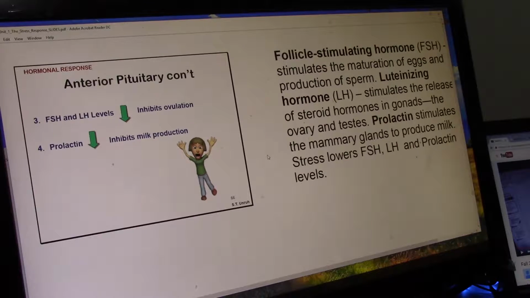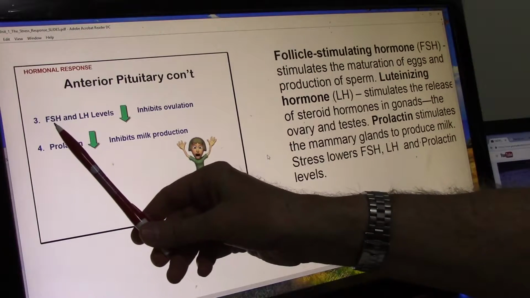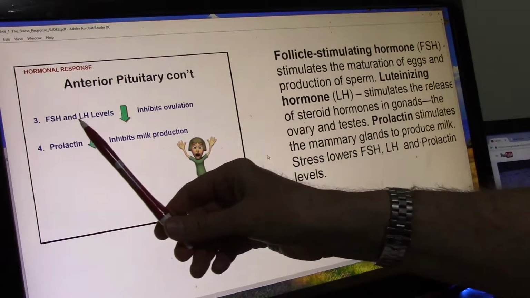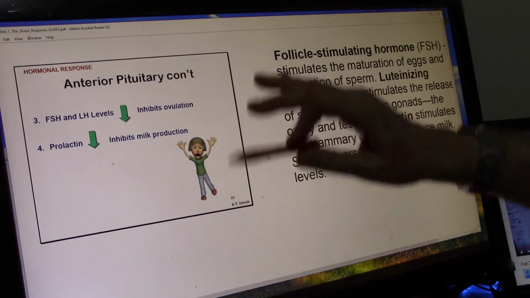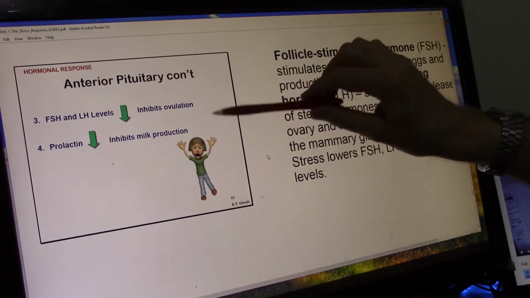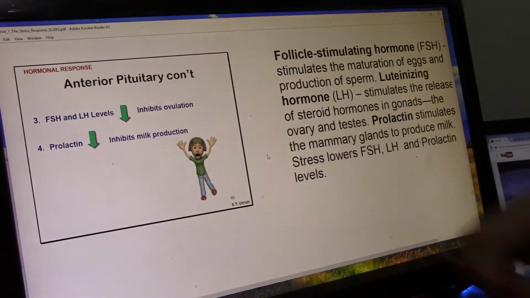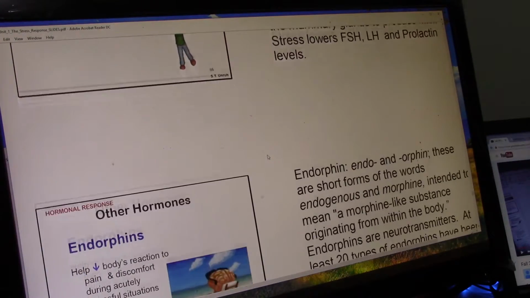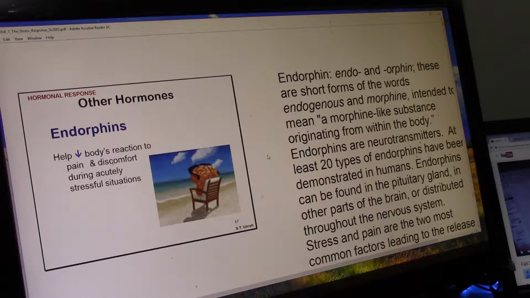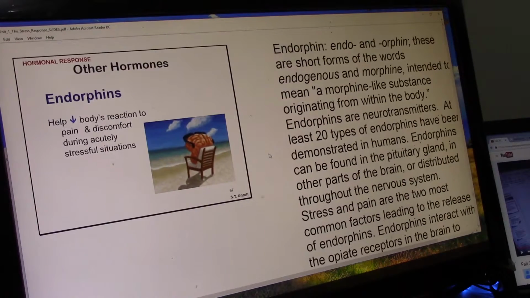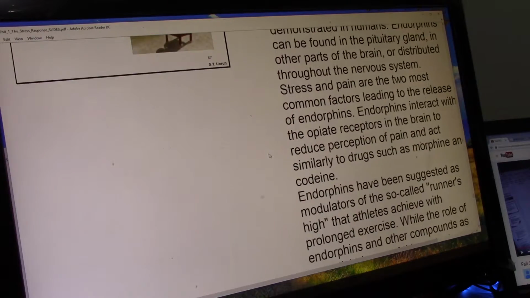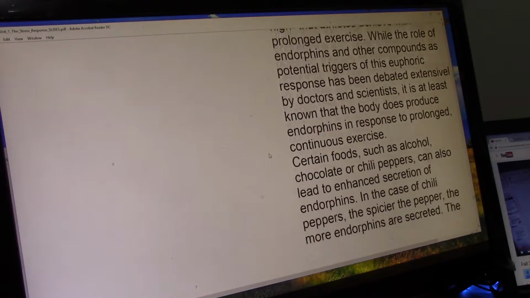Okay, now some of the other effects of stress. We will decrease follicle-stimulating hormone and luteinizing hormone. They will be decreased if the patient is under a lot of stress, and that will reduce the rate of ovulation, and also prolactin will be inhibited. Okay. Other hormones that are released in stress, the endorphins. This will help us to control pain. It's a morphine-like substance, and there's a number of them in the body.